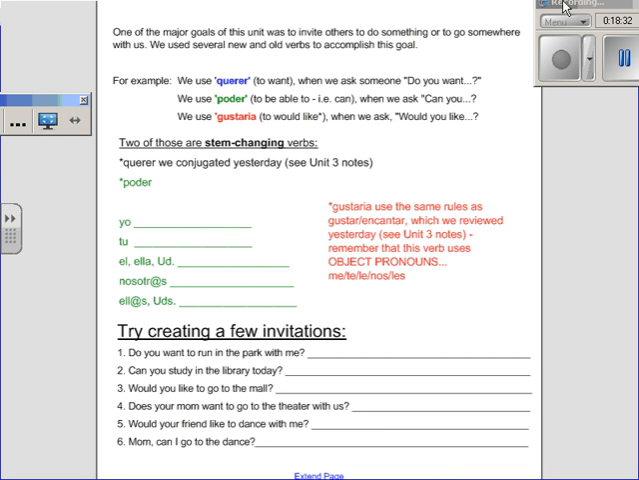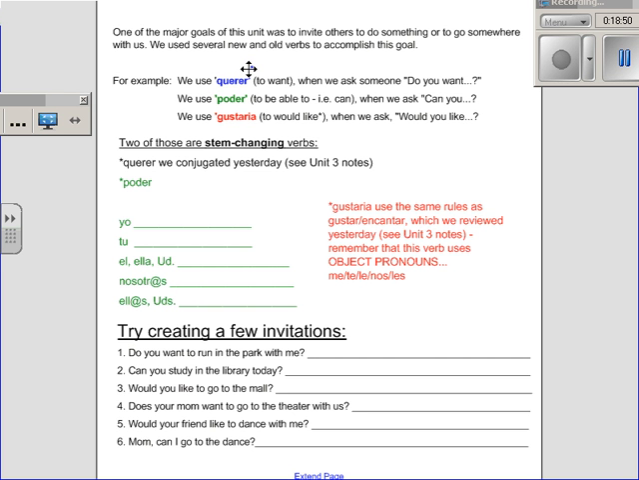Okay. Now, one of the really big goals that we had in this unit was to invite others to do something or to go somewhere with us. So using everything that we've covered so far, we then used 3 particular new and old verbs to accomplish this goal. The first one we used was querer, which means to want. We had that in the 3rd unit.